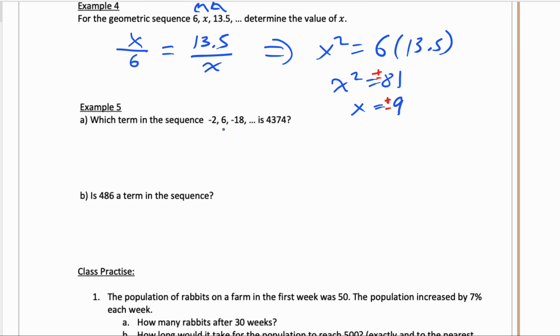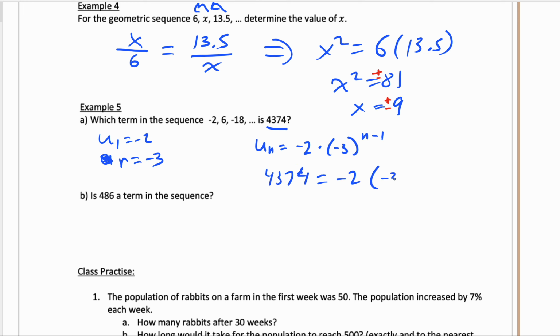Which term in the sequence is this? Well, here we have u1 equals -2 and r equals 6 divided by -2, which is -3. So the formula is -2 times -3 to the power of n minus 1. And we just sub that in and solve for n.